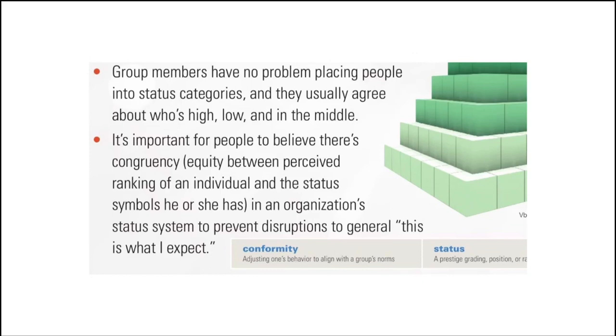But usually the placing of the hierarchy in the first place is generally agreed upon. So it's important for people to believe there's congruency, equity, between the perceived ranking of an individual and the status symbols he or she has in the organisation's status system, to prevent disruptions. This is what I expect.